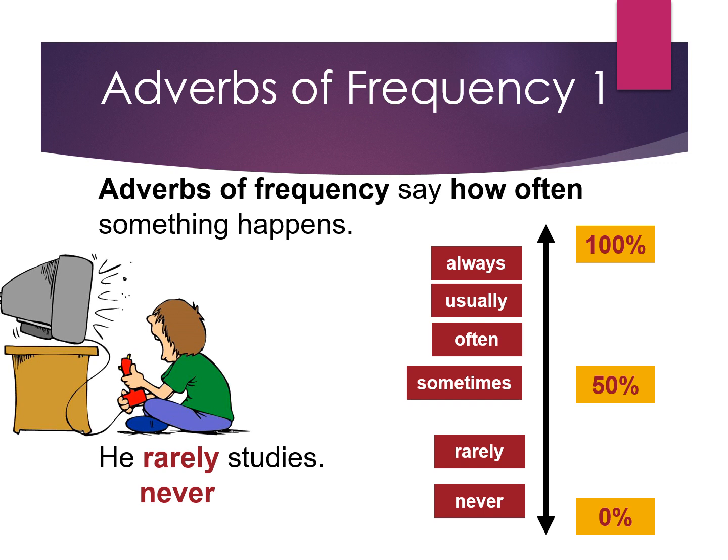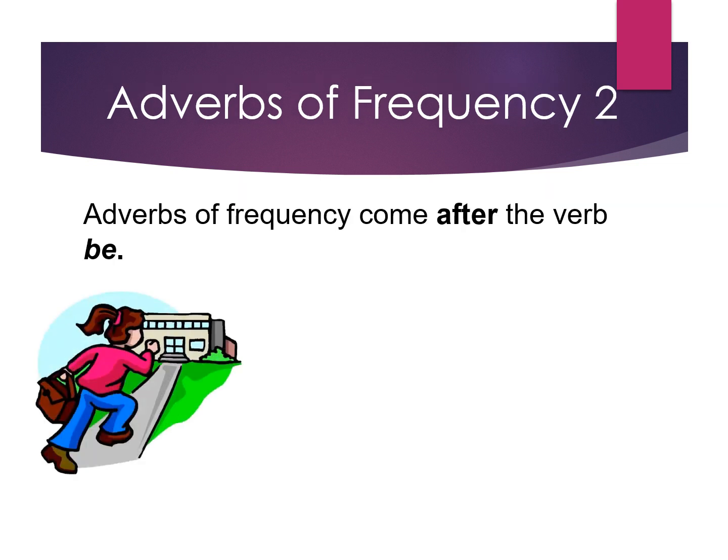I want you to pay close attention to this. Look at what we have. Adverbs of frequency. The adverbs of frequency come after the verb be. They always come after the verb be. As you can see here in the example, it says, she is sometimes late. The verb be is the word is, and then we have the adverb of frequency, sometimes.